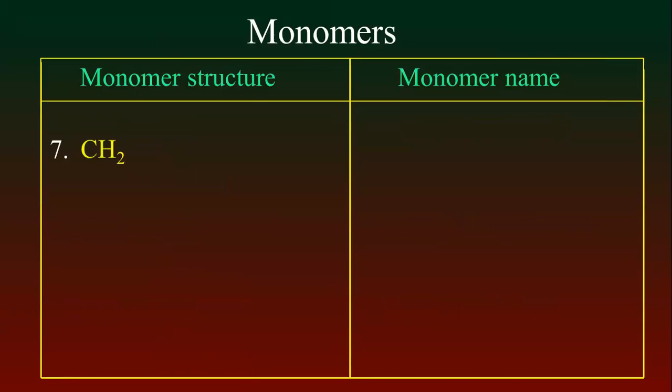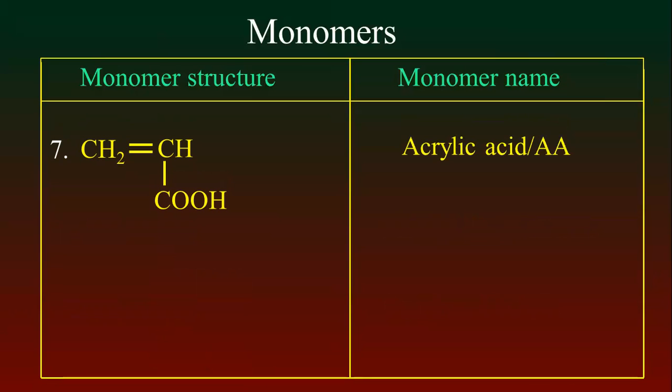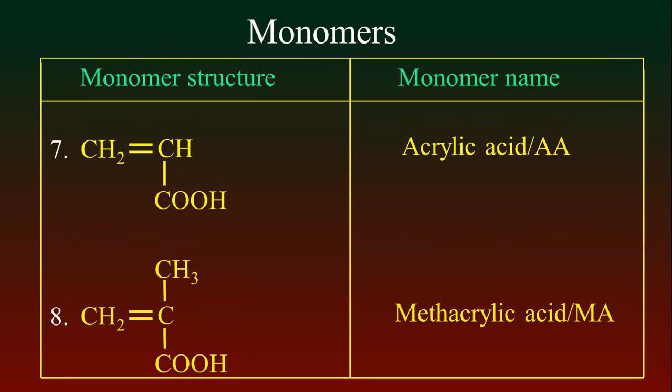Okay, the next one here, the hydrogen is replaced by a carboxyl group, which is already known, which is acrylic acid. If another hydrogen atom is replaced by a methyl group, then the compound will be methacrylic acid, because here the hydrogen atom of acrylic acid is replaced by a methyl group. That means the name of this monomer is methacrylic acid.